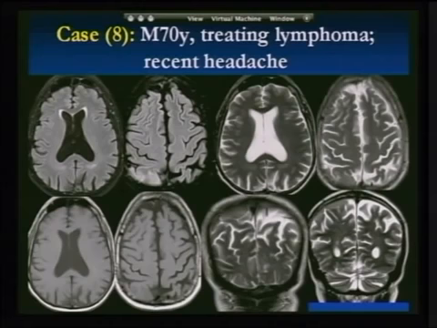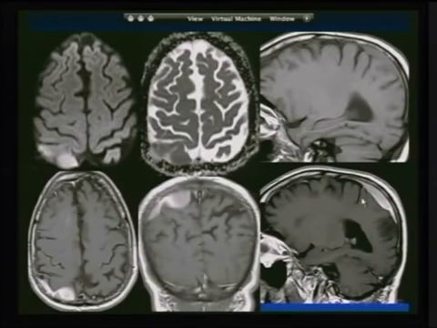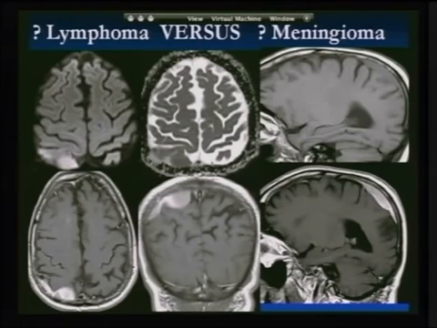Another patient, male, 70 years old, also under treatment for lymphoma and coming for a recent headache. And we see that there is an extraaxial mass, right posterior parietal, slightly hyper-intense on FLAIR, hypo-intense on T1, hypo-intense on T2, exhibiting contrast enhancement with a dural tail, and exhibiting diffusion restriction. Again, the differential diagnosis. Would it be a lymphomatous infiltration or an accidental meningioma?